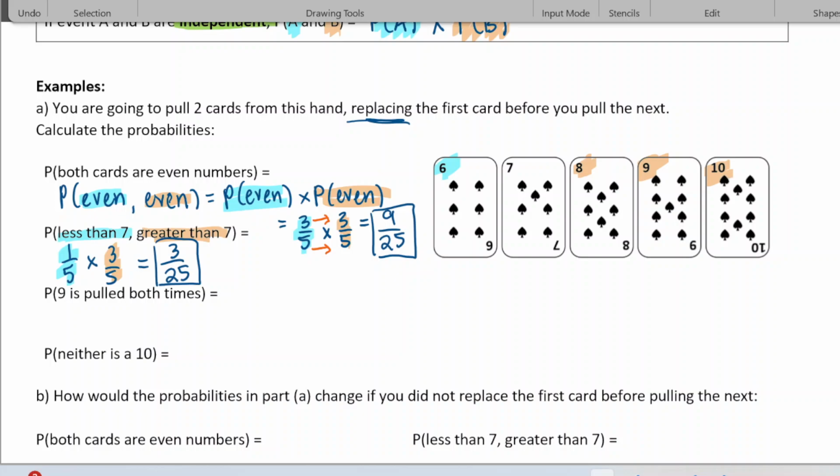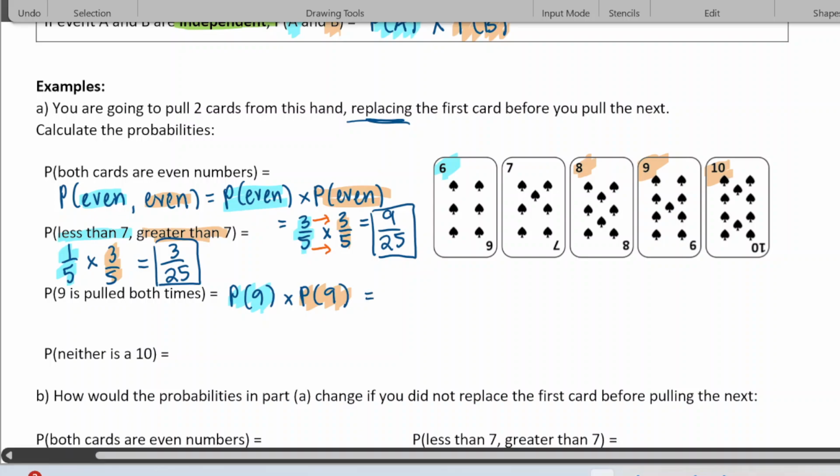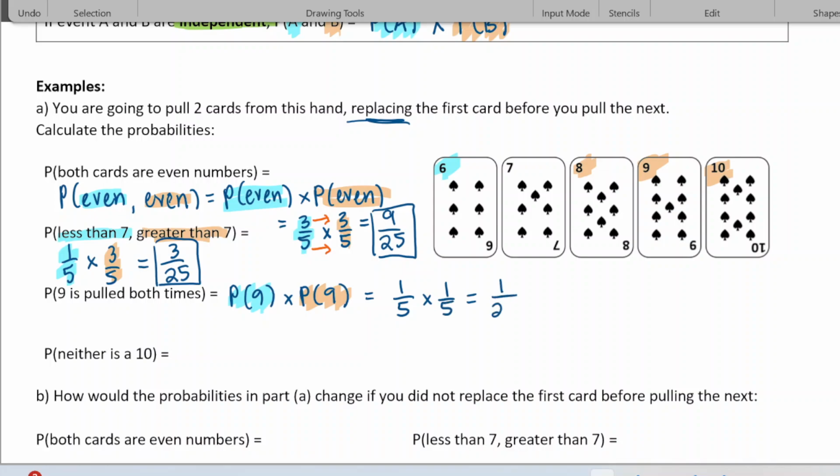Okay. 9 is pulled both times. So that's the same as probability of getting a 9 times the probability of getting a 9. So let's do those. Chance of pulling a 9, well, there's only one 9 out of the 5 cards. So it's just 1 in 5 times 1 in 5, which is 1 in 25. That's not going to happen very often. Okay, neither is a 10.